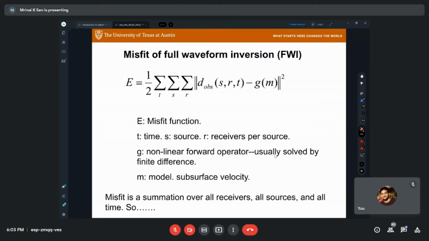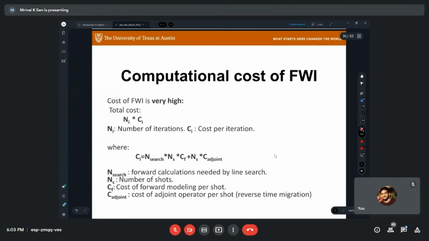All right. So if we look at what it is that we are calculating, this is our observed data, which is a function of source, receiver, and time, and this is our synthetic data. This G is a forward modeling operator. And this is something that we need to evaluate repeatedly along with the gradient. And this is summing over all sources and all times. The total cost will be the number of iterations times the cost per iteration. So the cost per iteration would be the number of times you're doing the adjoint calculation or the gradient calculation, the number of times you're doing the forward calculation, and also we need a few of these trial forward modeling operators.